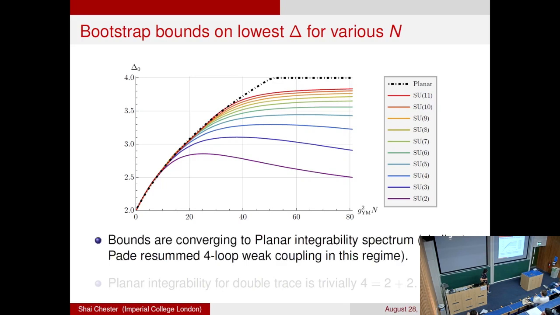And as you see, as n gets bigger and bigger, we're gradually converging to the integrability result, which is some non-trivial curve until it hits 4, and then it's just a straight line. Because with integrability, double trace operators are just trivial. So it's just 2 plus 2 is 4, and that's the lowest operator once you've hit 4.